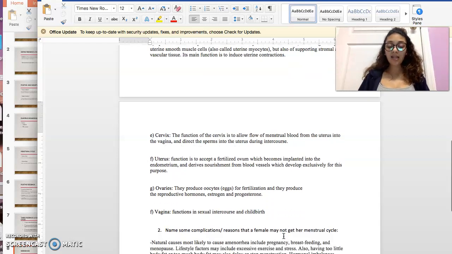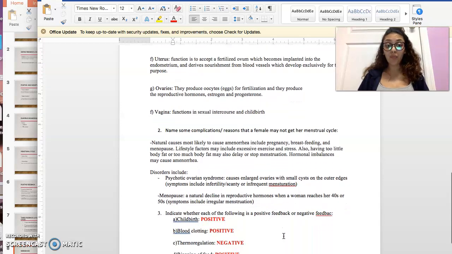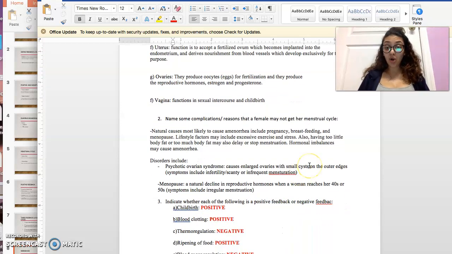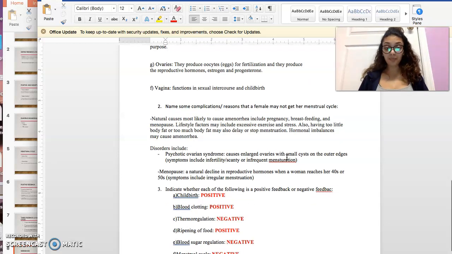The next question I added was to name some complications or reasons that a female may not get her menstrual cycle. There are natural causes, but there are also non-natural causes. Natural causes of amenorrhea include pregnancy, breastfeeding, and menopause. Lifestyle factors may also include excessive stress and exercise. Having too little body fat or too much body fat may delay or stop menstruation completely. Hormonal imbalances also may cause amenorrhea.